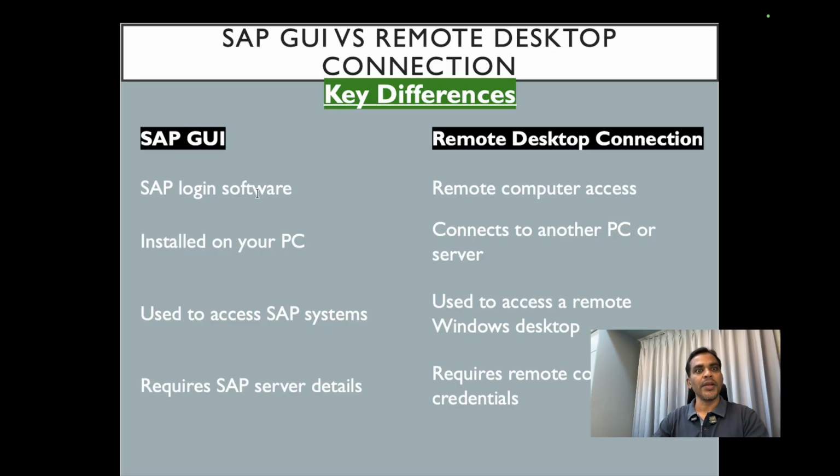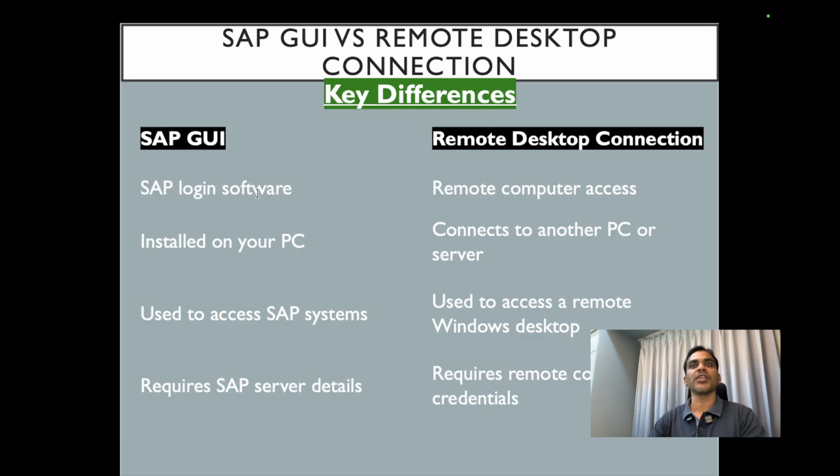Whenever we talk about SAP GUI, meaning graphical user interface, you will have to install a software called SAP Logon. Once you install it on your PC, you can use SAP systems. Once installed, it requires server details, which are provided by the vendors who give the access.